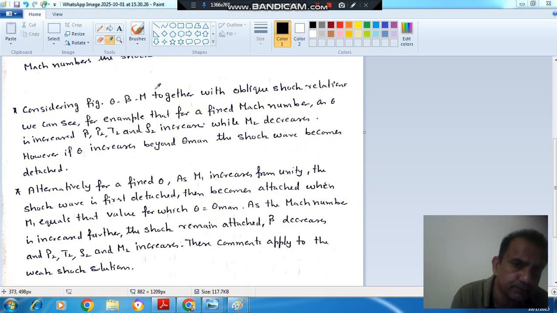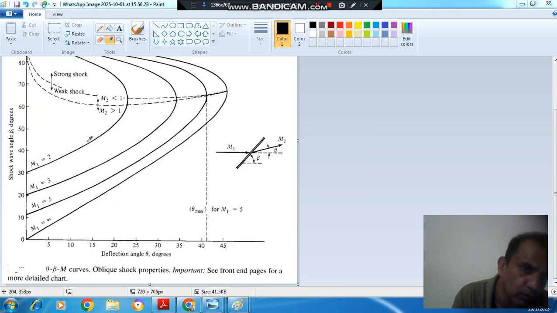Two more points can be analyzed from the theta beta relation as well as from the theta beta chart. These are: considering the theta beta M figure together with the oblique shock relations, we can see, for example, that for a fixed Mach number, as theta is increased, beta, P2, T2 and rho 2 increase. So that we see.